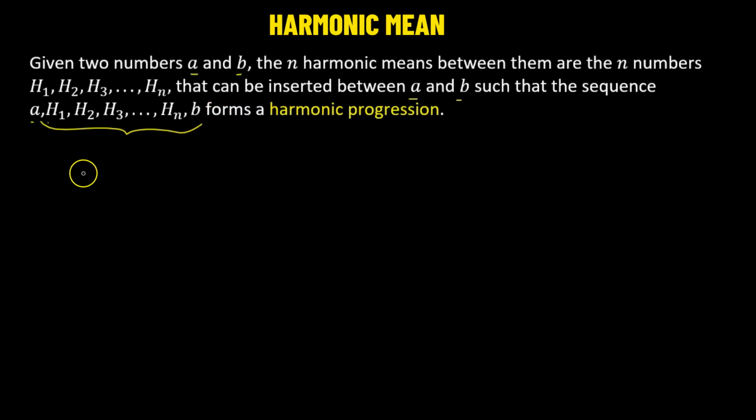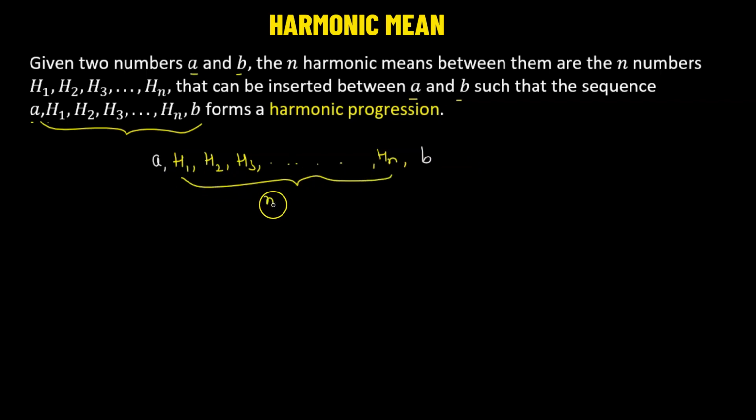Fine. The meaning of this, let's try to understand it. Let's say we have two numbers, A and B. What we have done is insert a sequence of numbers, H1, H2, H3. Let's say there are n such numbers inserted between A and B, such that this entire sequence follows a harmonic progression.